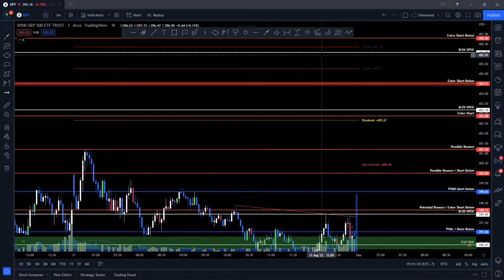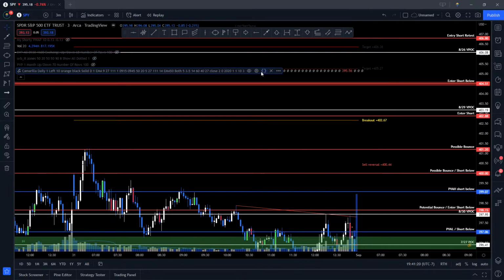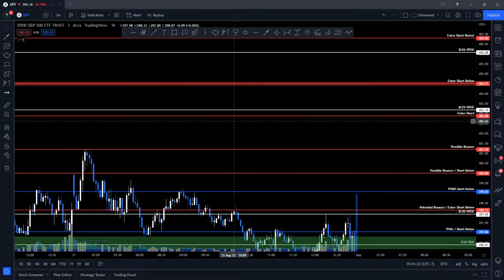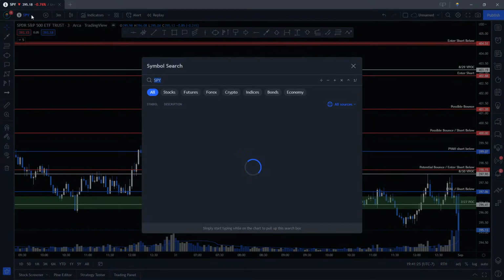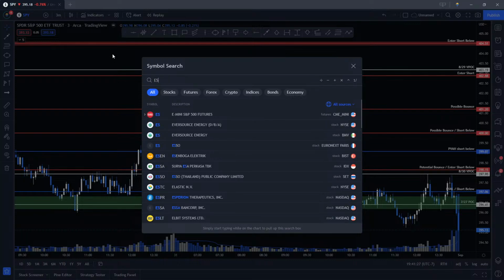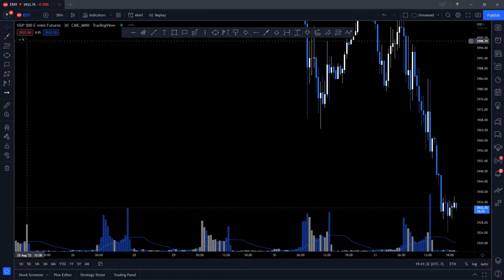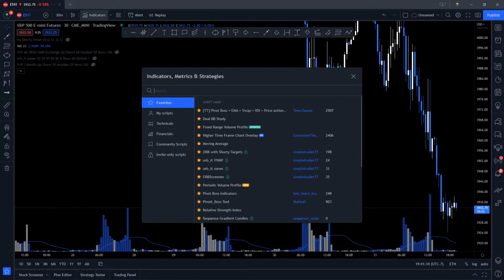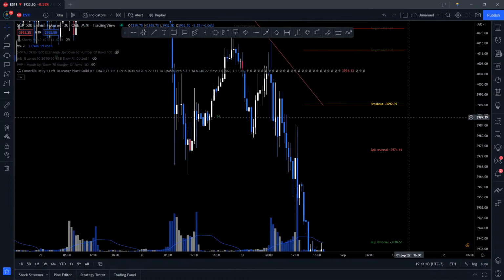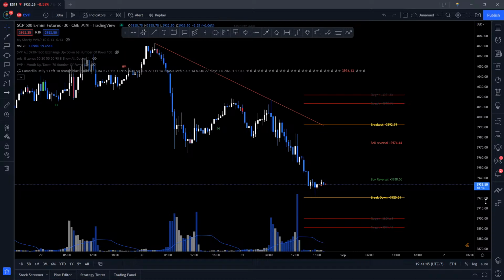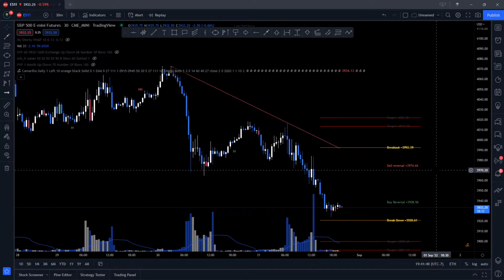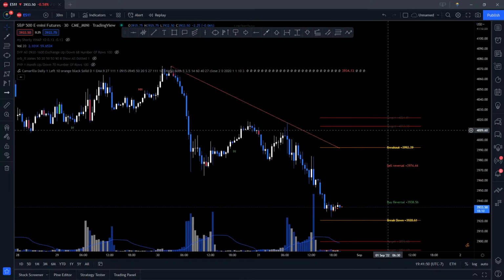But actually, let me take it off of this chart because I have so many lines on my chart here. We'll go back to ES. If you look at this indicator here, it is a great one for Pivot Boss. I personally don't use it, but it gives you your areas to get in and out of trades.